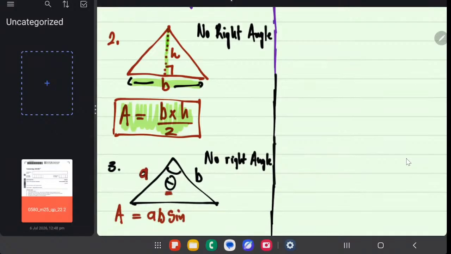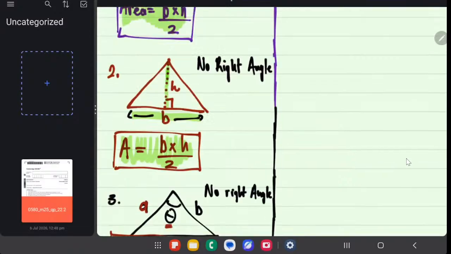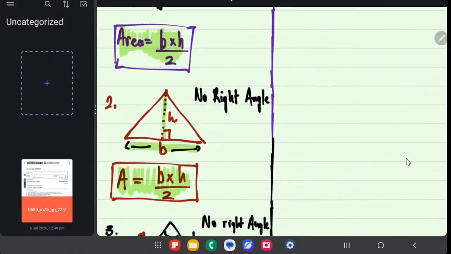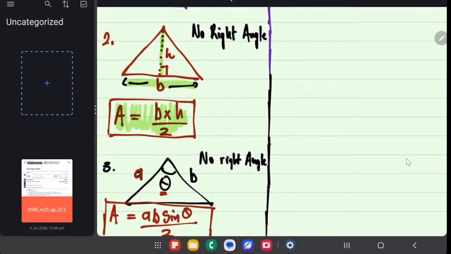You don't just take an angle. You're not allowed. You put sine, then you put your angle. Sine theta. Then you divide everything by 2 again. Just like we were doing for base times height, it was base times height over 2. Here, it will be AB sine theta over 2. Have you seen this?